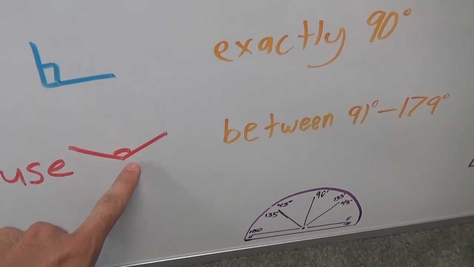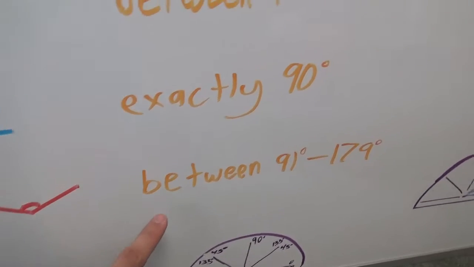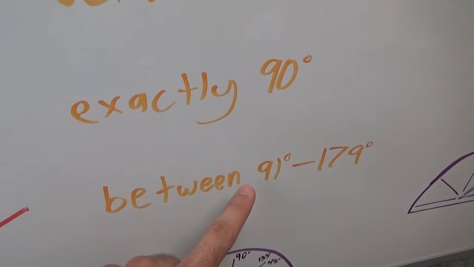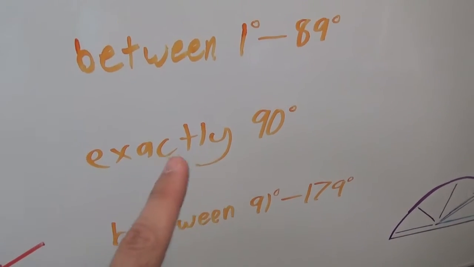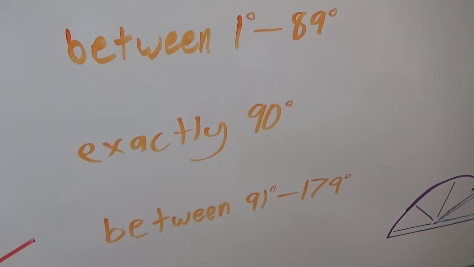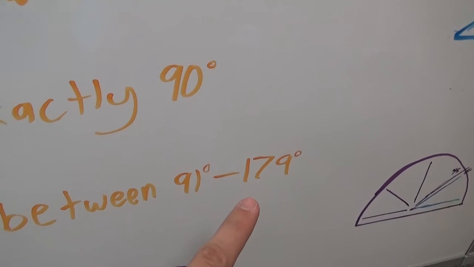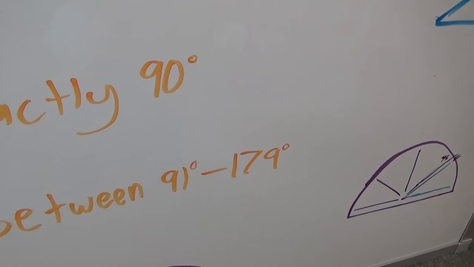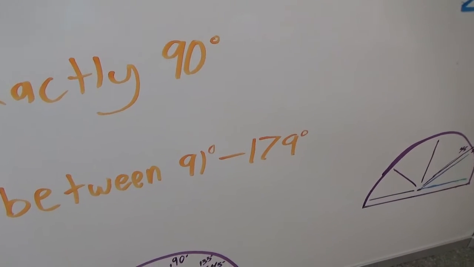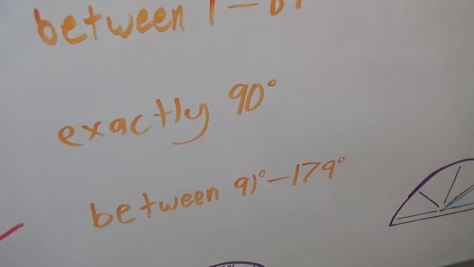Now, obtuse. This is an angle that's very big. It's between 91 degrees, or again, just as long as it's bigger than 90. So between 91 degrees and 179 degrees. Because if it gets to 180, then we're just looking at a straight line.